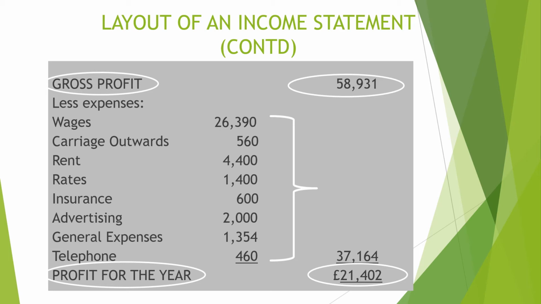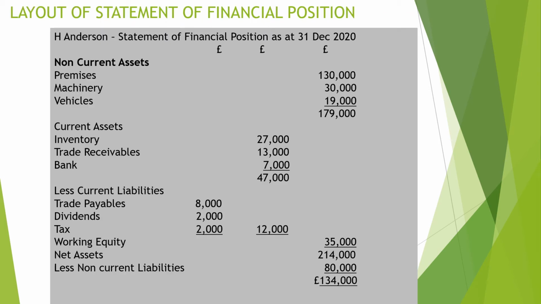And when we deduct the 37,164 from the 58,931, we have a final profit for the year of £21,402. Once we've calculated the profit for the year, the next thing we do is we create a statement of financial position. Now the statement of financial position tells us the assets the business has, any liabilities the business has, and it tells us the worth of a business, how much a business is worth at a point in time.